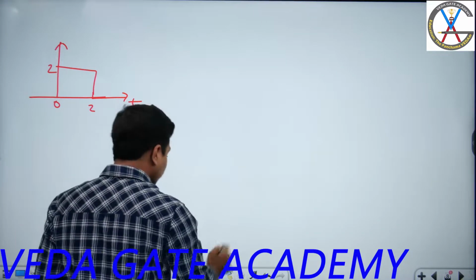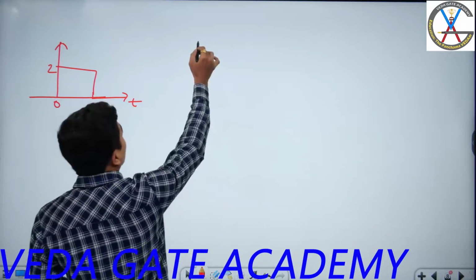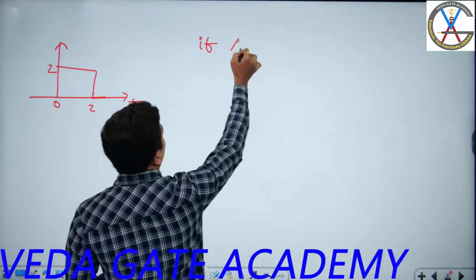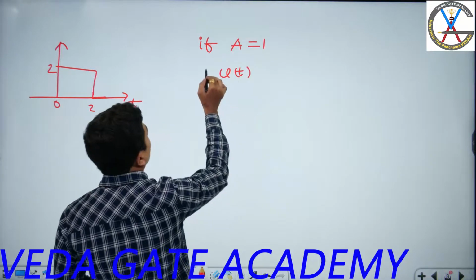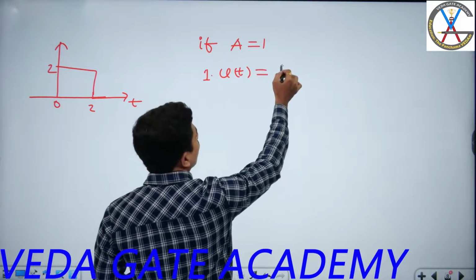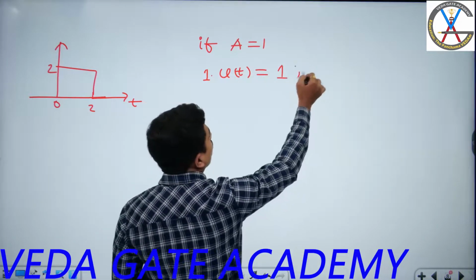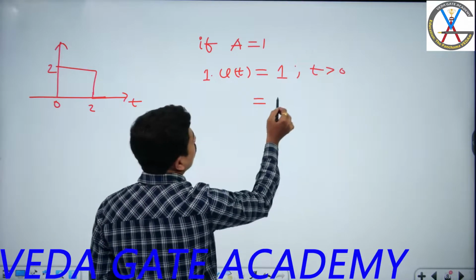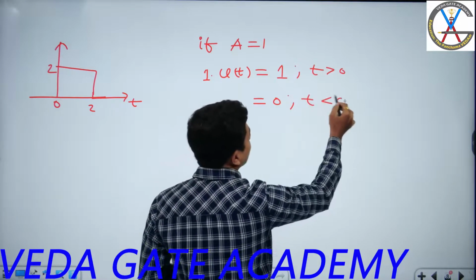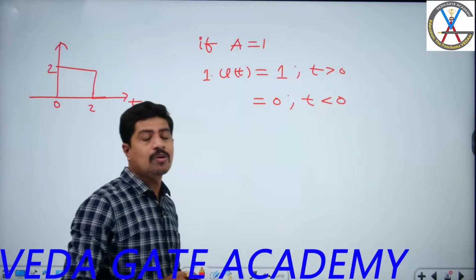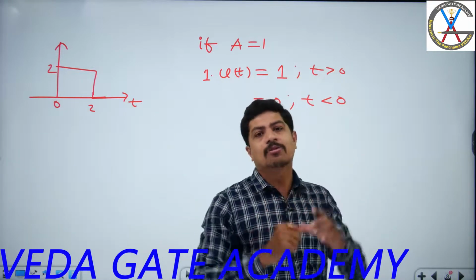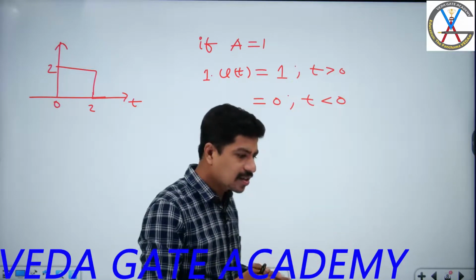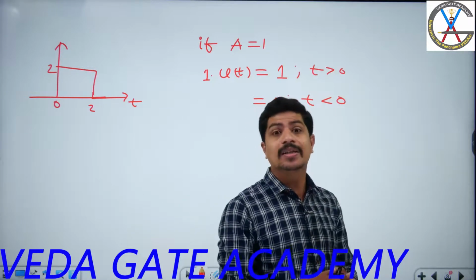Let us define the unit step function first. If a is equal to 1, then a into u of t, 1 into u of t, must be equal to what? A. But a is 1 for t greater than 0, and equal to 0 for t less than 0. So this is the definition of the unit step function. That a represents the height of the step. So this is the discussion of the step function in the time domain.